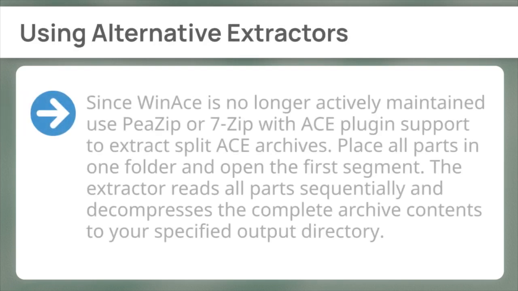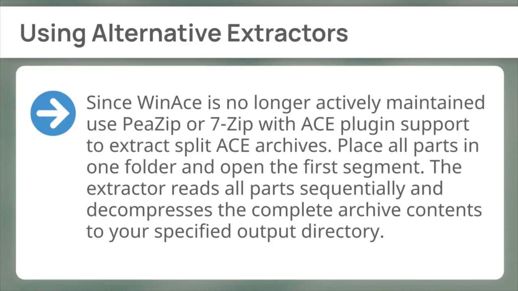Next, using alternative extractors. Since WinAce is no longer actively maintained, use PeaZip or 7-Zip with ACE plugin support to extract split ACE archives. Place all parts in one folder and open the first segment. The extractor reads all parts sequentially and decompresses the complete archive contents to your specified output directory.